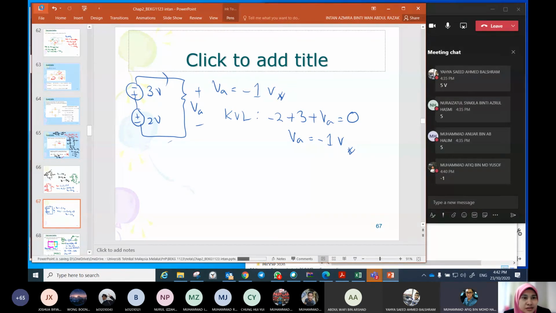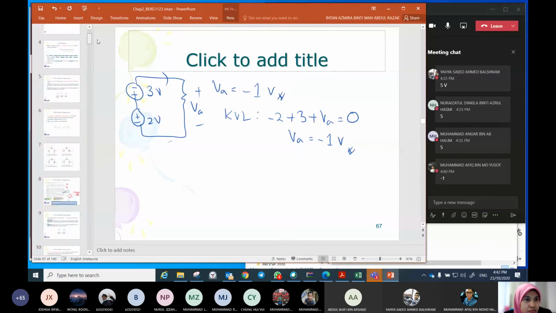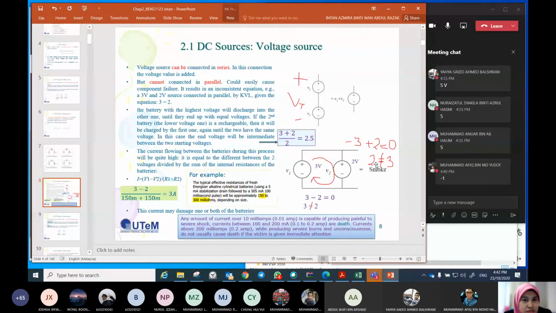Boleh buka slide nombor 8. Yang ni ke? Betul. Situ kan dia cakap voltage source can be connected in series but cannot in parallel. Yes, sebab nanti dia akan lead to smoke kalau ikut dia punya gambar aja. Boleh explain tak macam mana dia boleh lead to smoke tu?